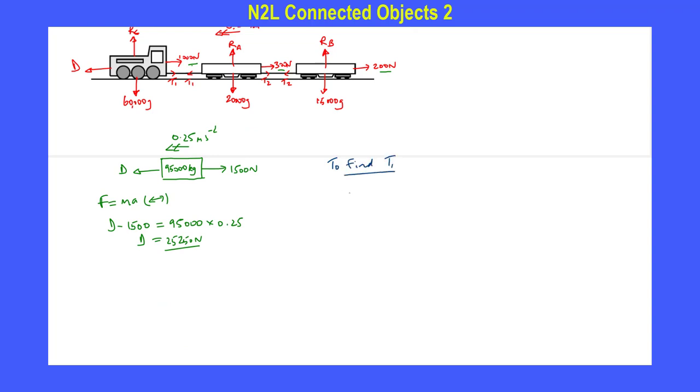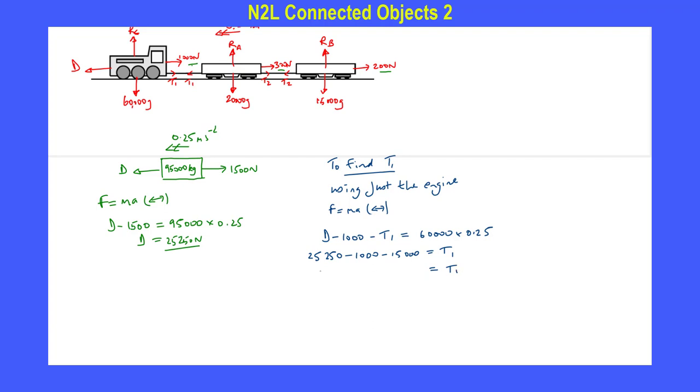To find T1 then, I've got lots of choices, but this time I'm just going to use the engine. So I'm only going to look at that part. So using F equals ma horizontally, I've got a driving force, I've got a 1,000 Newton resistance and a tension, and that's equal to the 60,000 times 0.25. So by collecting all those terms and working them out and then bringing them all together, I'm able to work out what T1 is going to equal.